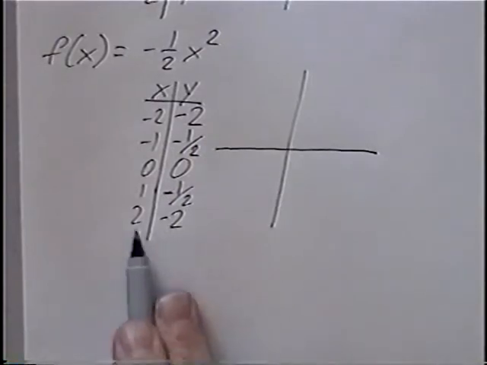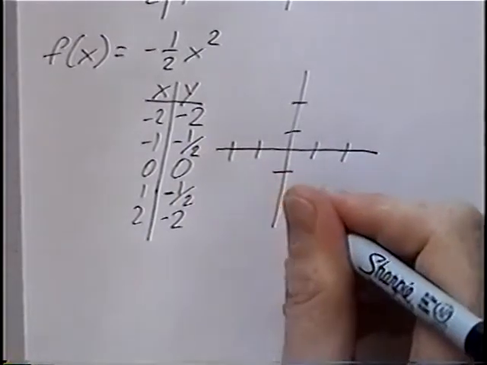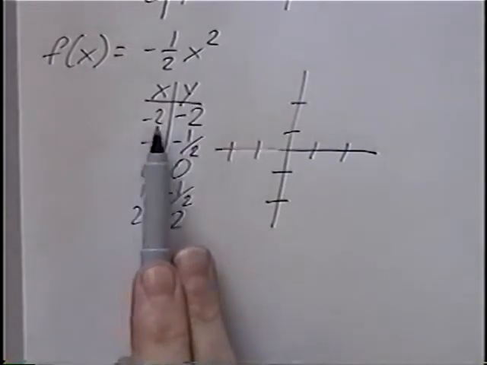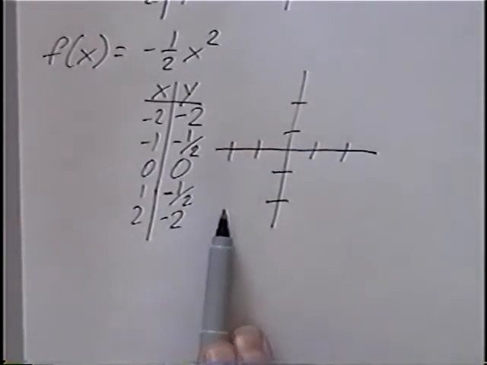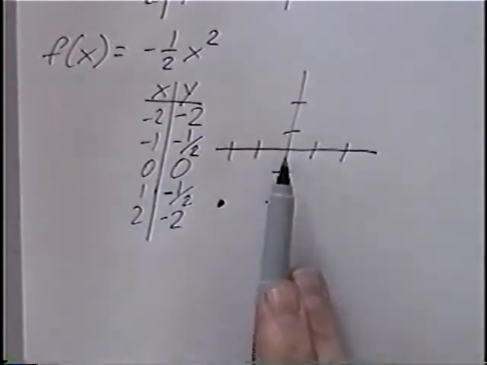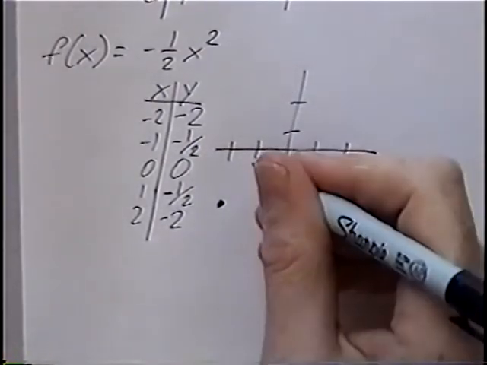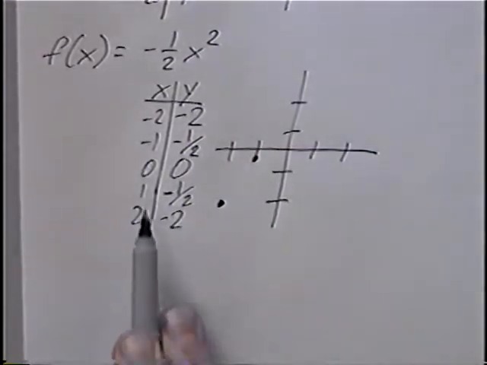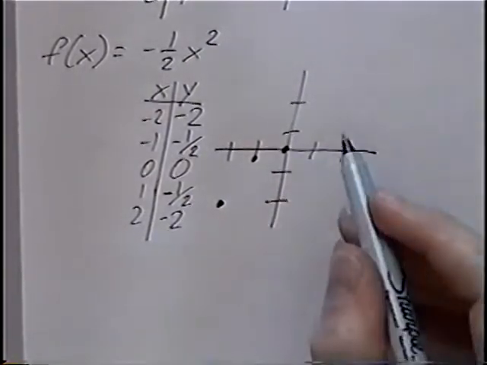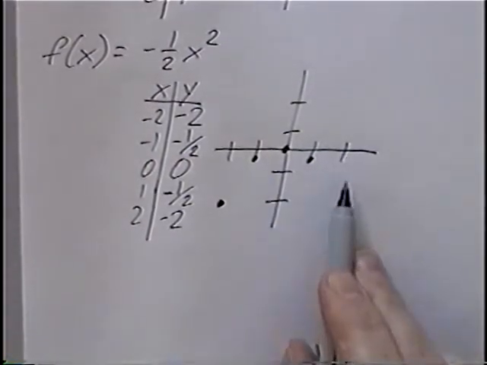Graphing this one, we have 2's and -2's, so we can go 2 in each direction. We'll graph all 5 points, and it should make a parabola shape. -2, -2. X is -2 and y is -2. -1 and -1/2. -1 is to the left. -1/2 is halfway between 0 and -1. 0, 0 again would be right in the middle. 1 and -1/2. And 2, -2.